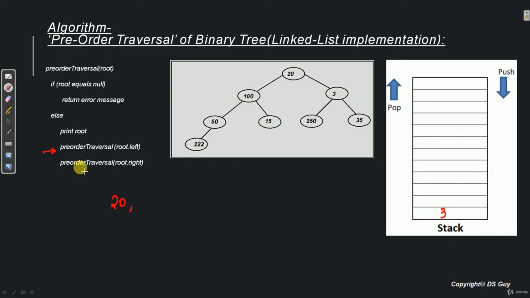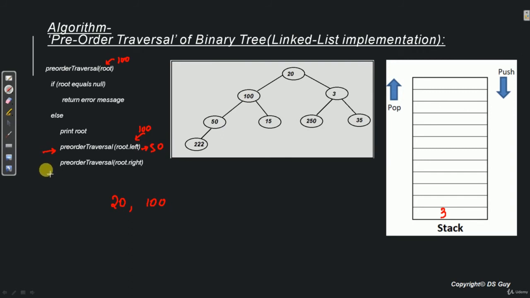Fine. So now when we are calling this pre-order traversal with root dot left, we are basically giving the argument as 100, which is root dot left. So this algorithm again gets called for 100. If root equals null, no, else print root. So it will print 100. Then it will say pre-order traversal root dot left. Now what is root dot left? Root is 100, root dot left is 50. So it will again call this for 50.